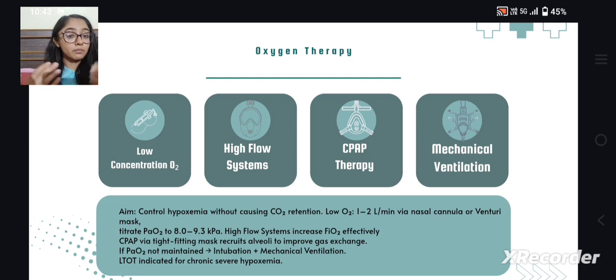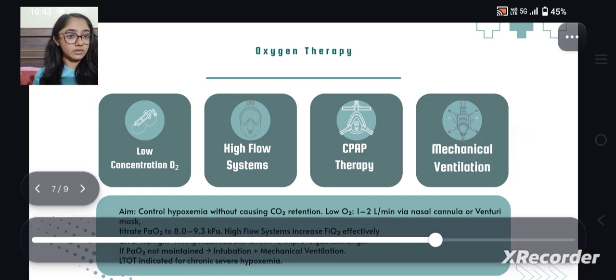And if the PO2 is not maintained, what will happen? Intubation plus mechanical ventilation will happen also, and it will indicate chronic severe hypoxemia at the end, and the patient will need oxygen therapy.